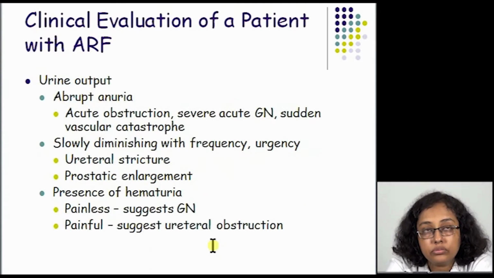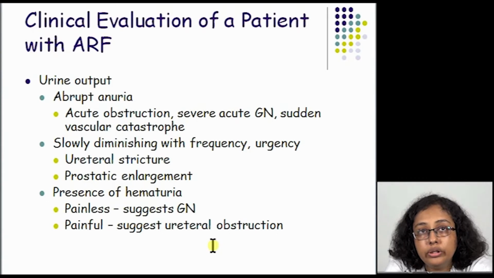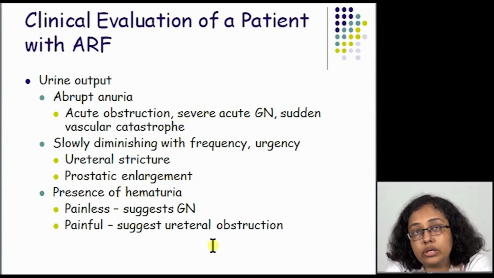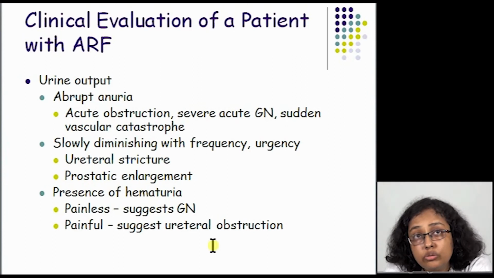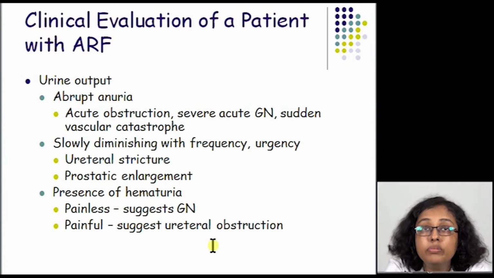Now, once we have looked at the causes and the diagnosis of acute renal failure, we should also remember that the patient's urine output could be suggestive not just of the severity of acute renal failure, but also of the cause. Generally, the patient with acute renal failure will be oliguric, with a slowly progressive decline in urine output, but sometimes the patient may have abrupt anuria, or complete absence of urine output, less than 100 ml per day, which could be very commonly due to acute bilateral obstructive uropathy, or because of a sudden vascular catastrophe like a bilateral renal vein thrombosis or a renal artery thrombosis.